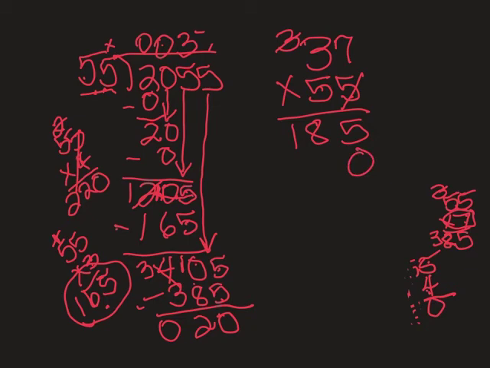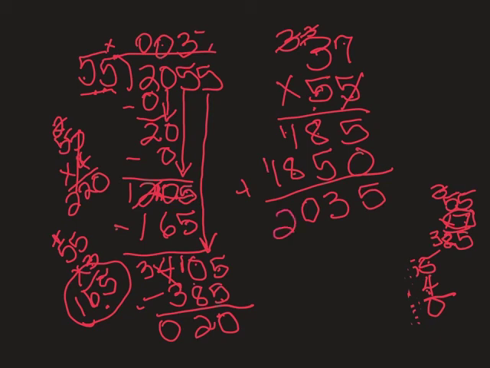I mark the spot. Now I go to the tens. 5 times 7 is 35. Put my 3 at the top. 5 times 3 is 15 plus 3 is 18. Now I add. 5 plus 0 is 5. 8 plus 5 is 13. Carry my 1. 1 plus 8 is 9, plus 1 is 10. And then 1 plus 1 is 2.